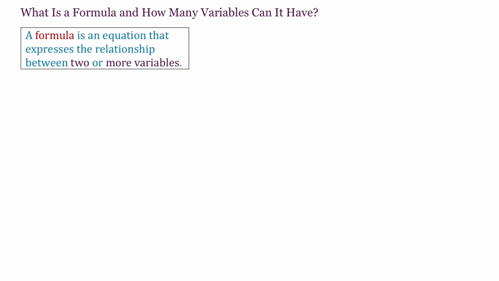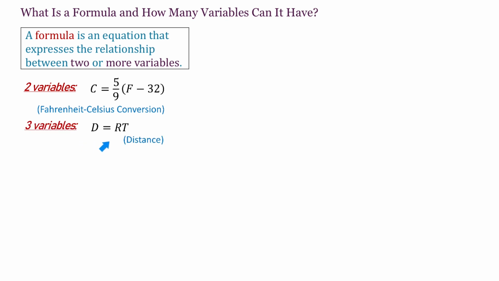Hello. A formula is an equation that expresses the relationship between two or more variables. So a formula can have two or more variables. For example, C equals 5/9 times the quantity F minus 32 is a formula that has two variables. And this formula expresses the relationship between the Fahrenheit and Celsius measurements.